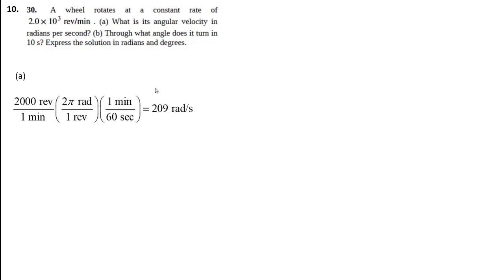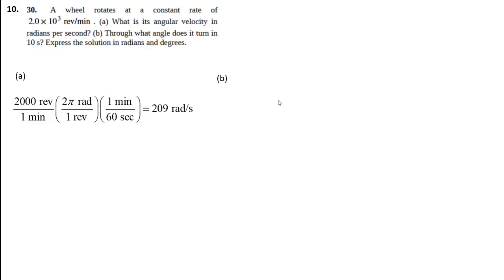radians per second. Part B is asking, through what angle does it turn in 10 seconds? So I want to be careful here. We do have a simple equation that works only when we have constant rotational rate, and that is that omega equals delta theta over delta t. I'm not even going to write it down because I don't want you to use that when you're not allowed to use it. So you're not allowed to use that if it's not constant.